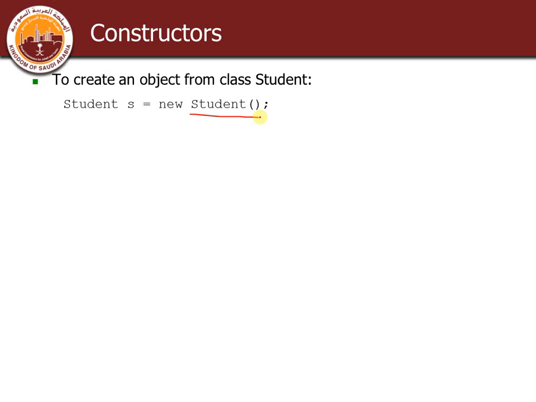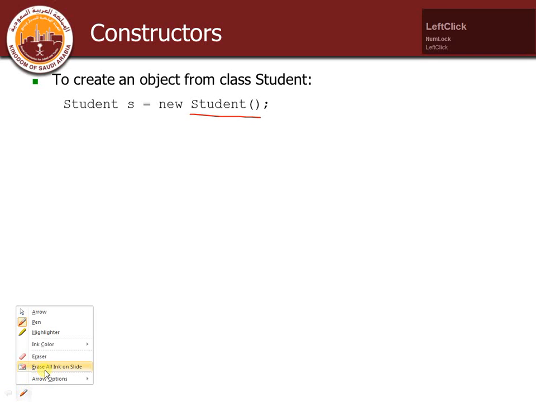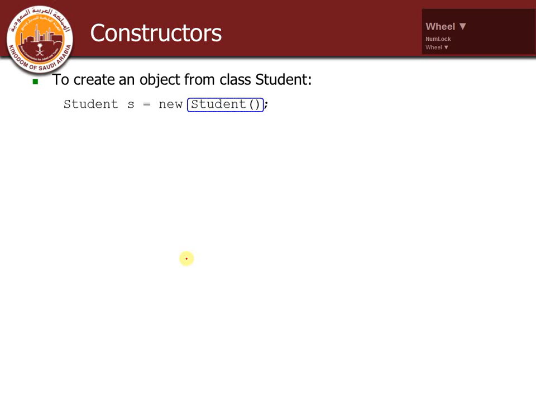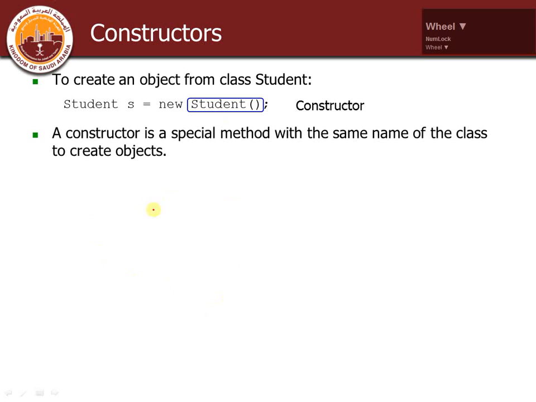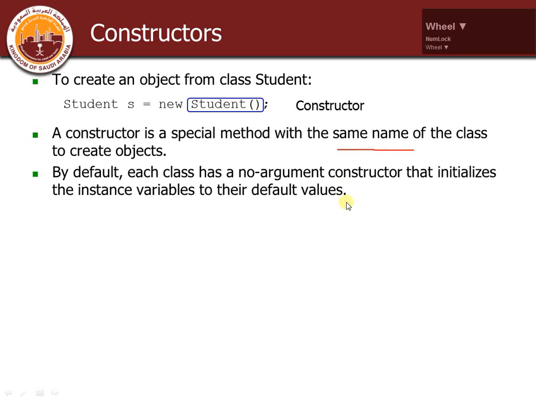As you notice, this is a method. So a constructor is a method, but it's a special method. This special method has some characteristics, and the main characteristic of a constructor is that it has the same name as the class. So a constructor is a method that has the same name as the class. If the name is different, this is not a constructor. This is one of the main properties of a constructor.